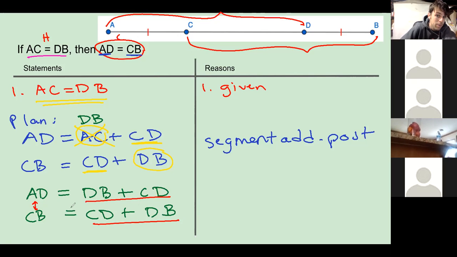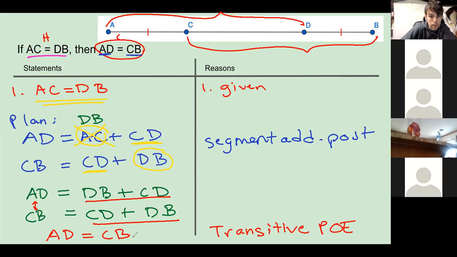Since AD equals this and CB equals the same thing, the transitive property would let us say that these two things have to be equal by the transitive property of equality. Anytime two things equal the same thing, they have to be equal to each other. Again, that's the transitive property. It's a little bit of a complicated idea, but it's something that we'll use a lot.